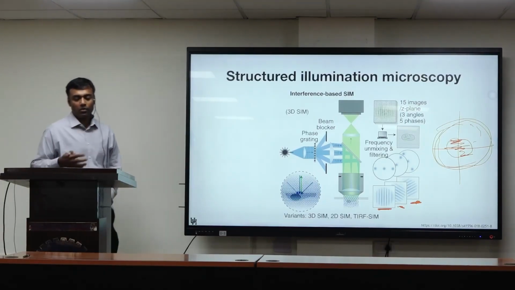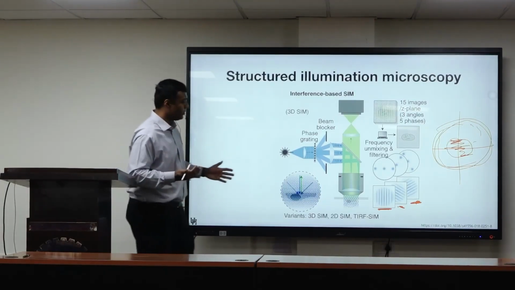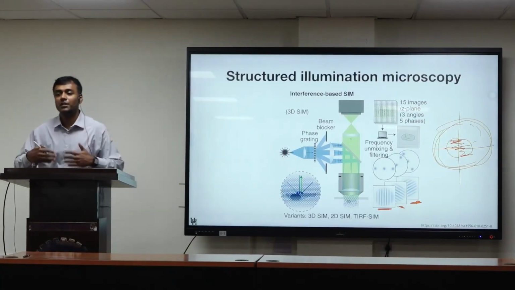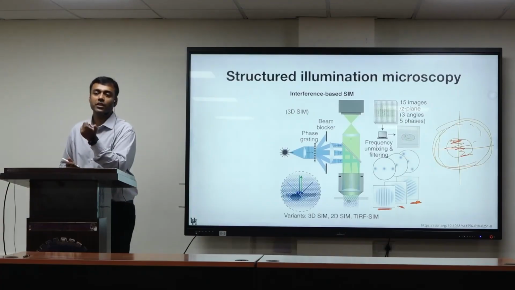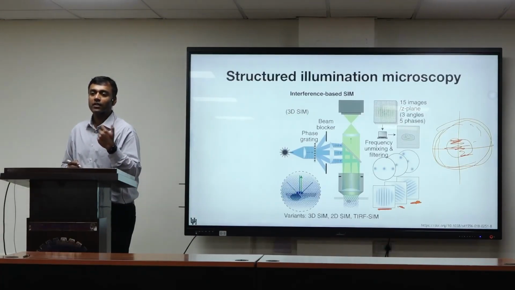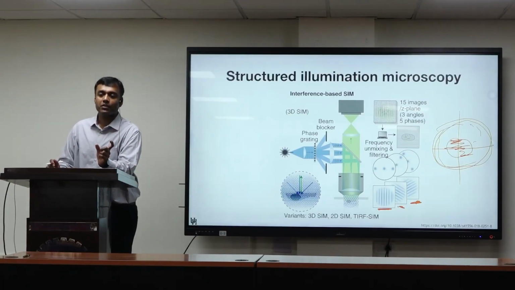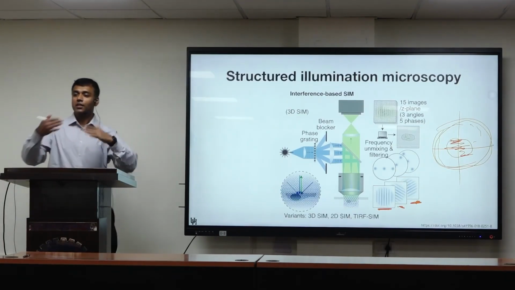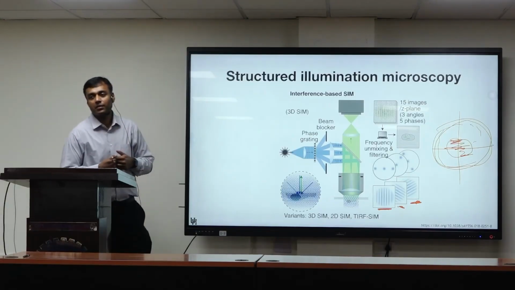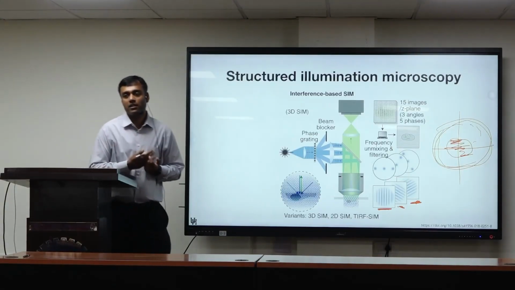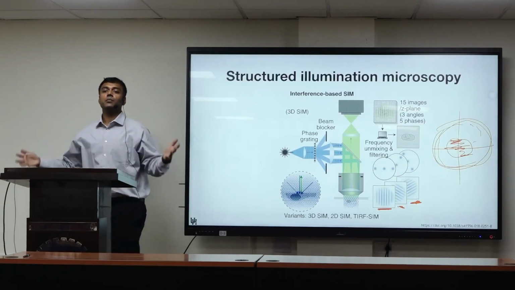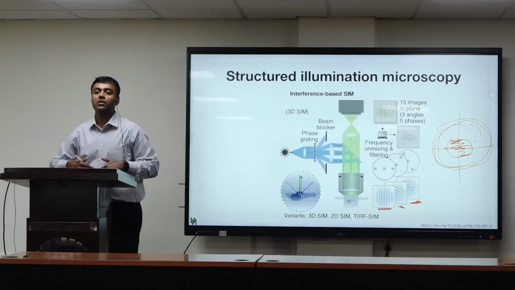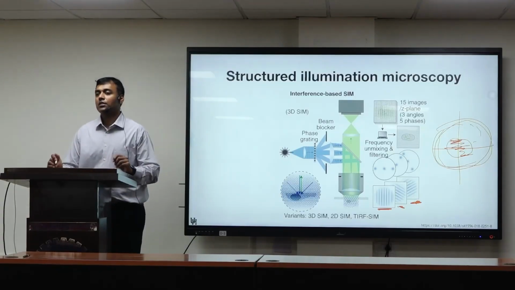So how good of a job can you do? You can do double the resolution, meaning the value of the resolution is half. Instead of say 200 nanometer resolution, you can get 100 nanometer resolution. You can halve the value of the resolution. So it's double the amount of information in every dimension: double along x, double along y, double along z.